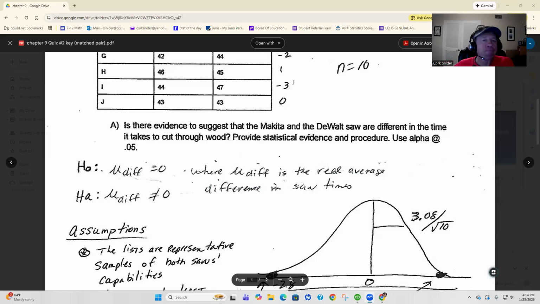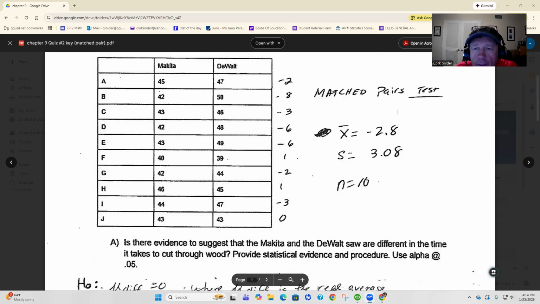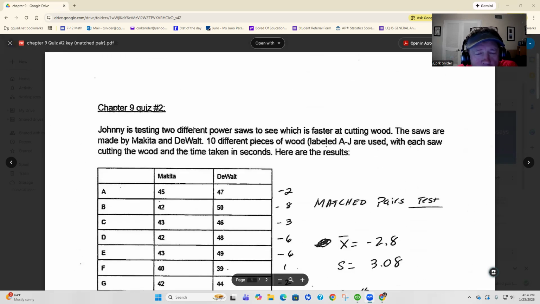Statement here to check out a classic problem. This is a matched pairs test. So let's check it out. This is either a quiz or a worksheet, whatever we want. So I made up a prompt.